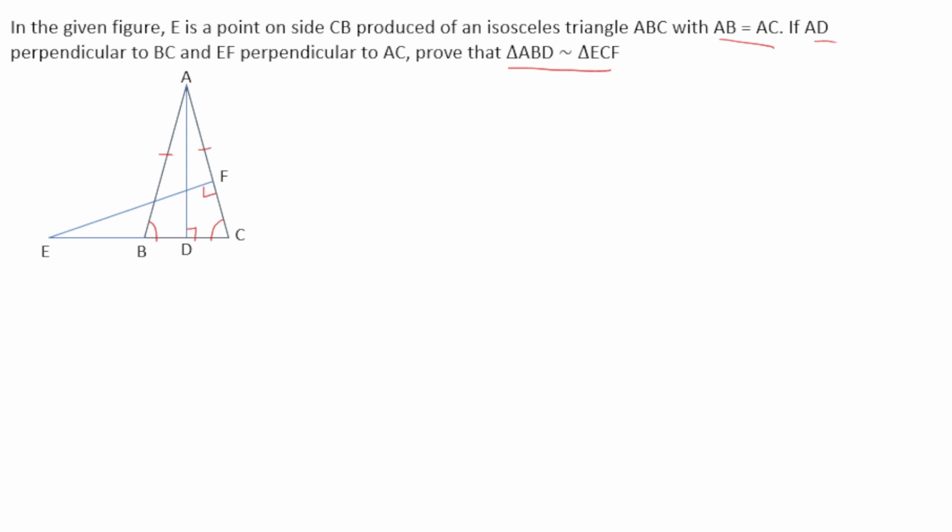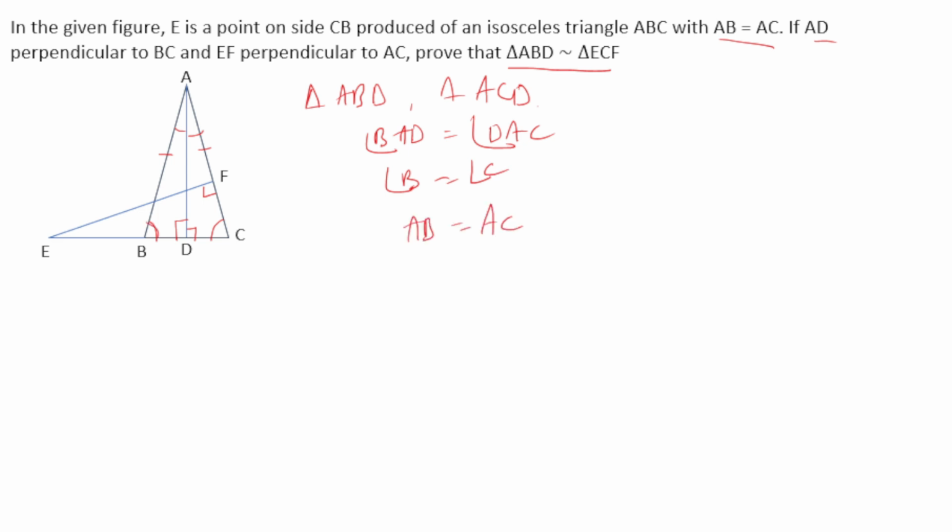So first we will compare the triangles ABD and ACD. See here, angle ADC is 90 degrees and angle ADB is 90 degrees. And angle B is equal to angle C, so the third angle will be equal. So angle BAD is equal to angle DAC. And AB is equal to AC. So by using the angle side angle property, we can say that triangle ABD is congruent to triangle ACD.